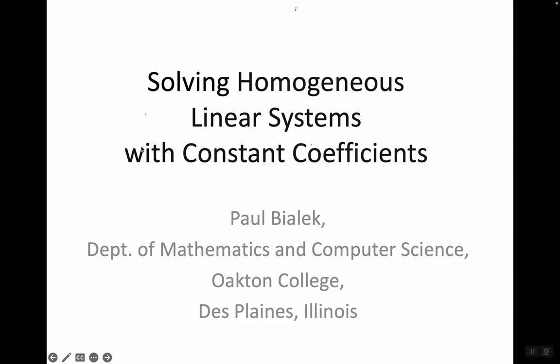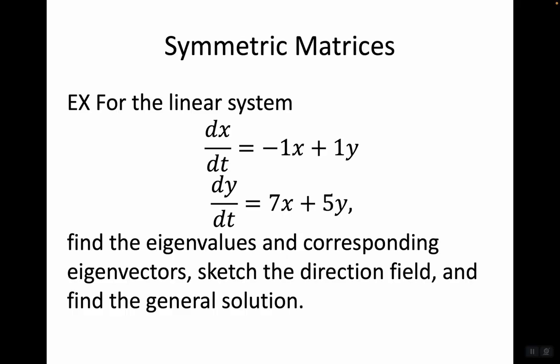Let's talk about solving homogeneous linear systems with constant coefficients. For the linear system dx/dt equals negative x plus y, dy/dt equals 7x plus 5y, find the eigenvalues and corresponding eigenvectors, sketch the direction field, and find the general solution.